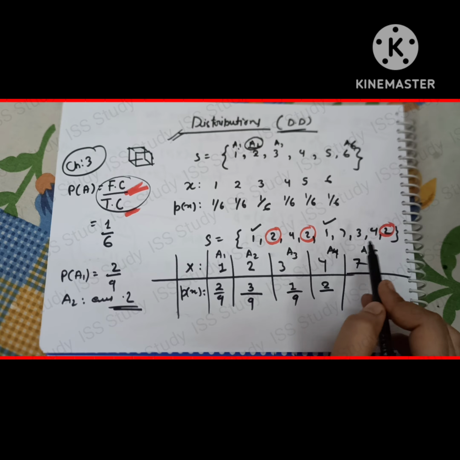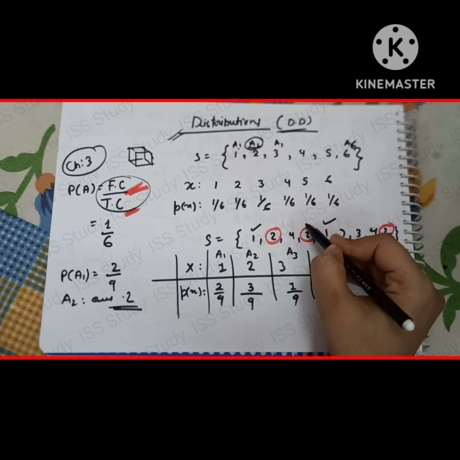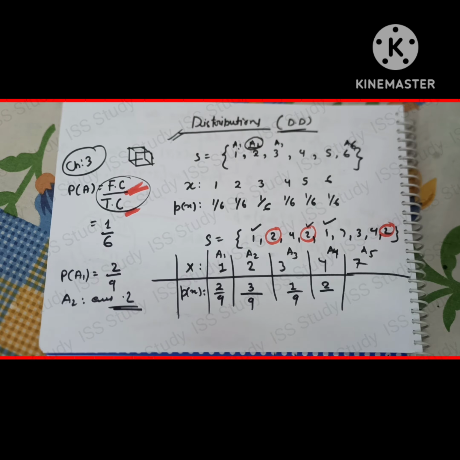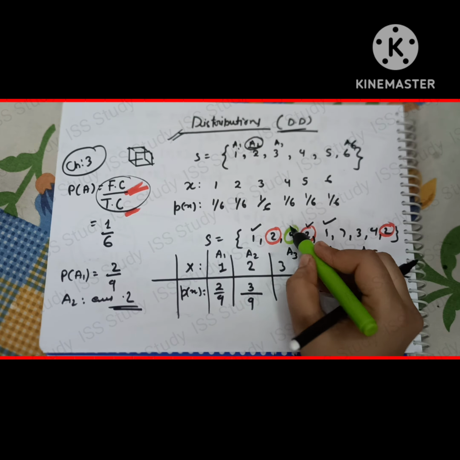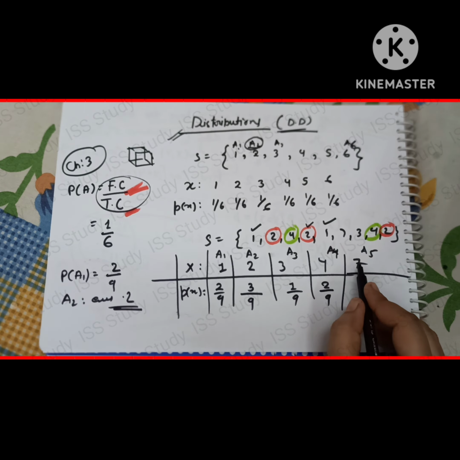We cannot put 2 here. We just have to write down the number of favorable cases. There are 2 cases that is attached to this number 4. 4 is here and 4 is here. So there are total 2 favorable cases and total number of cases. As well as for 7, what we are going to write? Only 1 favorable case upon total number of cases.